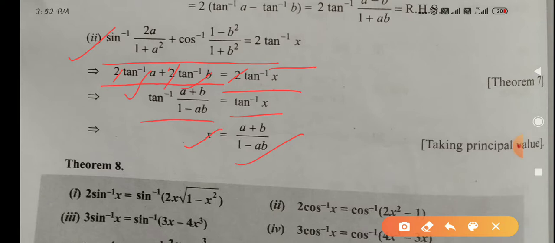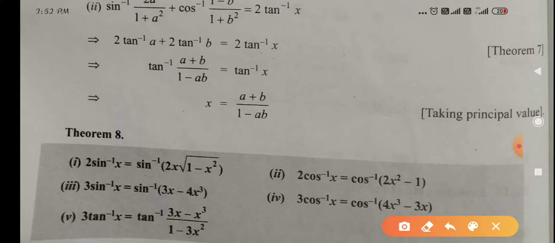Now the next theorem is coming, theorem number 8. You can see 5 properties are there. First, 2 sin inverse x equals sin inverse of 2x multiplied by under root 1 minus x square. Second, 2 cos inverse x equals cos inverse of 2x square minus 1. Third, 3 sin inverse x equals sin inverse of 3x minus 4x cubed. Fourth, 3 cos inverse x equals cos inverse of 4x cubed minus 3x. And fifth, 3 tan inverse x equals tan inverse of 3x minus x cubed upon 1 minus 3x square. So these are the 5 properties you have to learn.